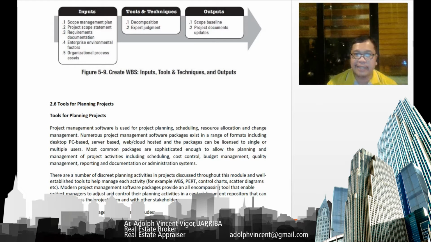Alright, so good. Today we're going to continue our lecture. Last meeting, I think we talked about the WBS, or the work breakdown structure. Your activity was to prepare a list of activities if you're going to do a two-story residential building. For this week, we're going to look into the tools for planning projects.